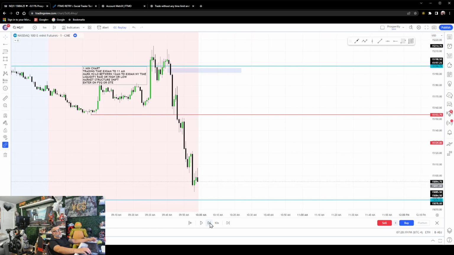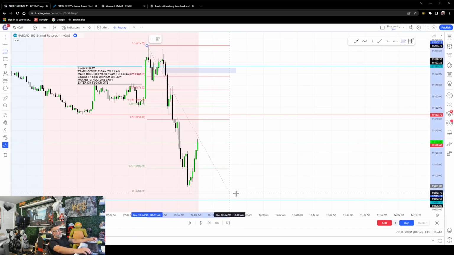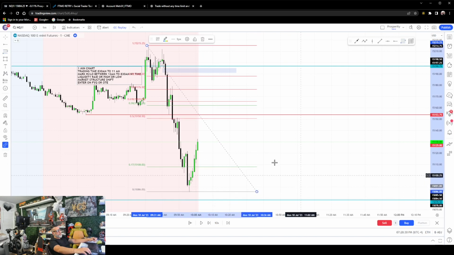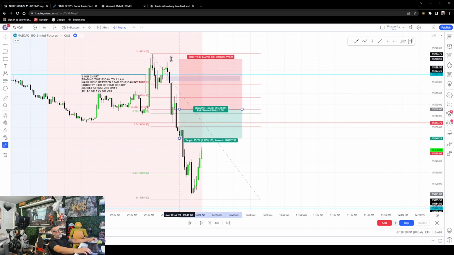Does that low get taken out? No. Okay. So price starts pulling back, right? I would take my fib from top to bottom and take a look at where the 61.8 is. Now, me personally, short, I'd probably get in on the 61.8, right?